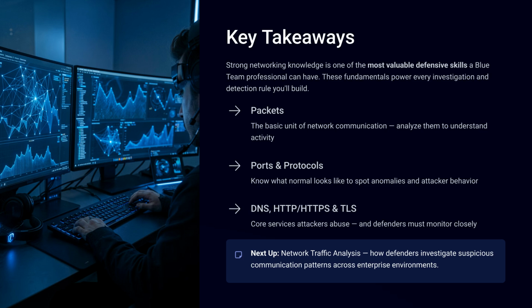Strong networking knowledge is a highly valuable defensive skill. Remember the importance of packets, ports, protocols, and core services like DNS and TLS. Next up, we will cover network traffic analysis and how defenders investigate suspicious communication patterns.